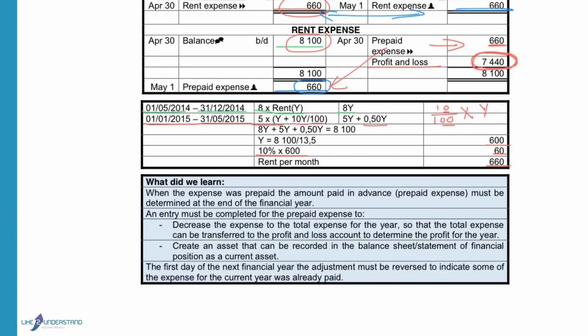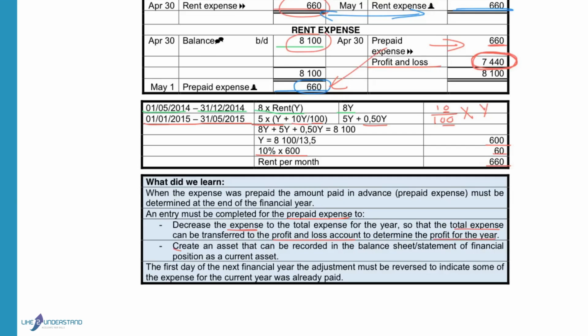If we look at the information that we learned today, we see that when there's a prepaid expense at the end of the year, we must determine what the amount is. Then an entry must be completed for the prepaid expense to decrease the expense to the total expense that is just for the current year. So the total expense for the current year can be taken to the profit and loss account so that the profit for the year can be determined.